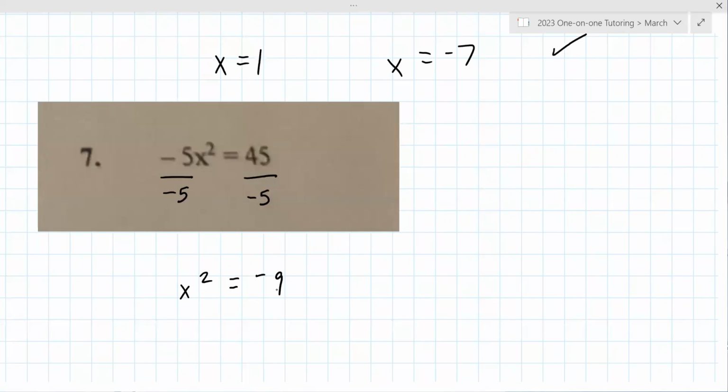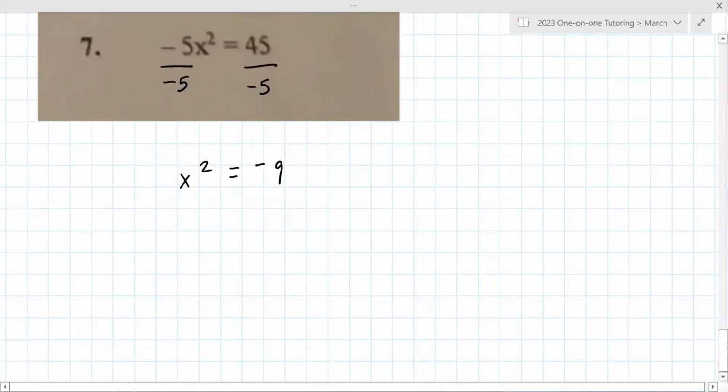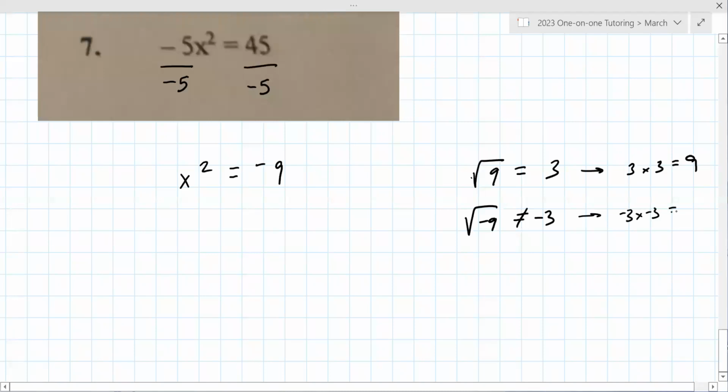In order to square root it, I feel like I remember my teacher saying there's something about square roots and negatives, they don't go well. Yeah. If we look at, I'll give you the answer here. Square root of 9 is 3, because 3 times 3 equals 9. The square root of -9 is not -3, because -3 times -3, what does that actually multiply to?